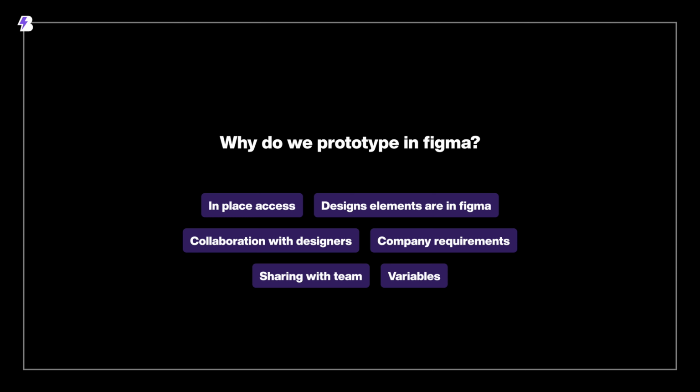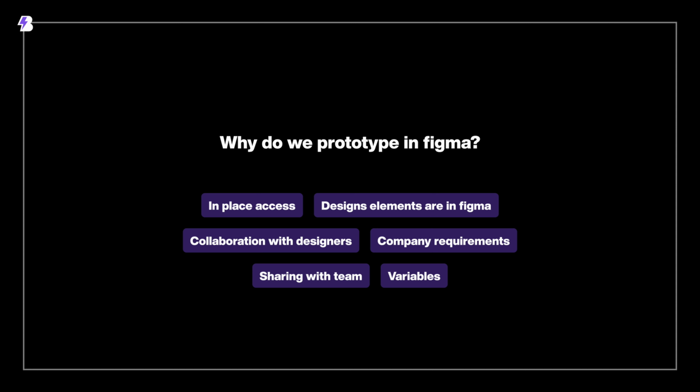In-place access. I want to design and I want to prototype in the same app. Design elements, they're all in Figma. So I have access to my component library, to my assets, and I want to reuse them in the prototype instead of moving them all to another platform. The big companies require the prototype to be in a platform which is secured. And Figma is secure for companies because they can manage permissions, they can see the logs and so on.